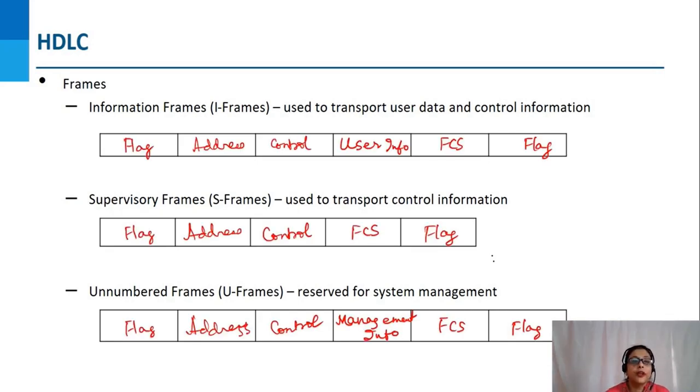This is the frame structure of HDLC. For the I frames, we have the flag, then address, then control, then user information, then frame check sequence, followed by again another flag. For supervisory frames, we have flag, address, control, frame check sequence, and the flag. Here you see the user information is missing. For unnumbered frames, we have flag, address, control, management information, FCS, and the flag.